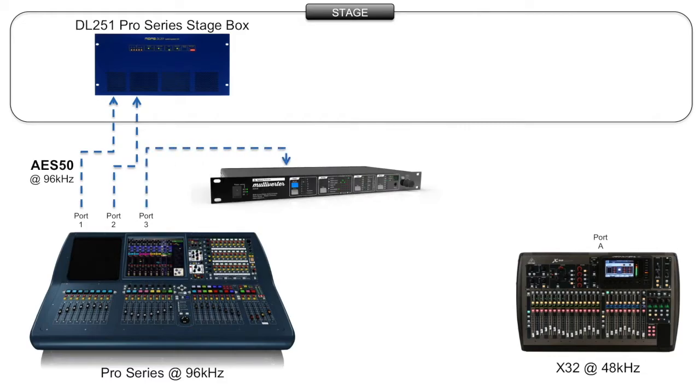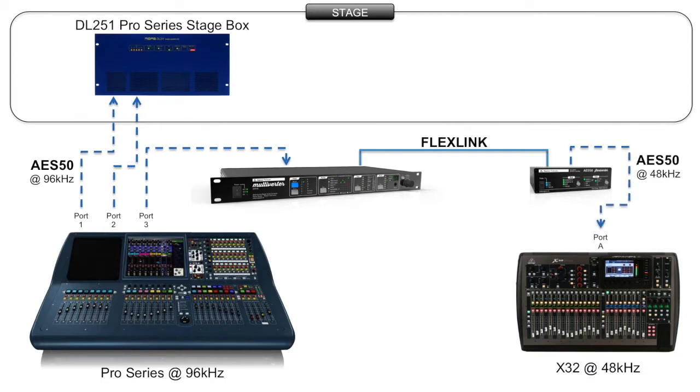We will engage the sample rate converter to convert 96K on that port. We will send it out the FlexiLink cable to the AES50, which is now at 48K. We will go out of the port on the Flexiverter AES50 into the X32, and now we're doing a very successful 96K to 48K setup.